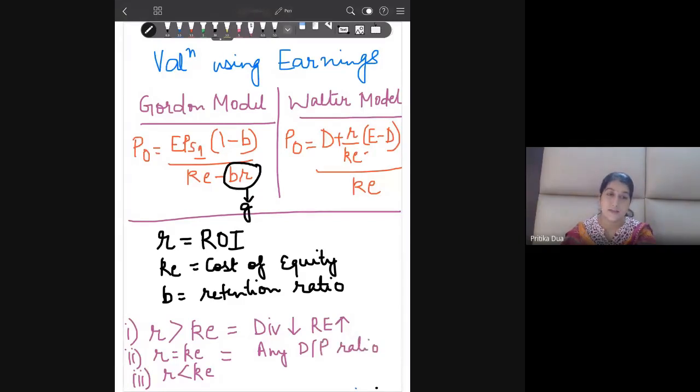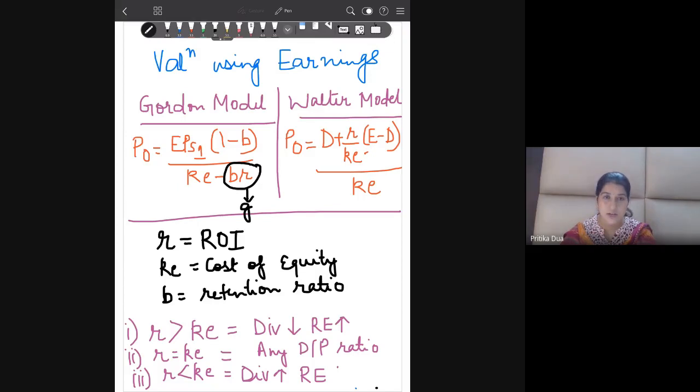And the last case is the case of a declining firm. First case is a growth firm, second is a normal firm, and third is a declining firm. One which is not able to get a good return on investment, or the return on investment is lower than the cost of equity, then the company should pay more in the form of dividend and retain less. Okay, because it's not able to get a decent rate of return on the reinvestment made. Okay. So in the Walter model also, all the three cases are applicable.